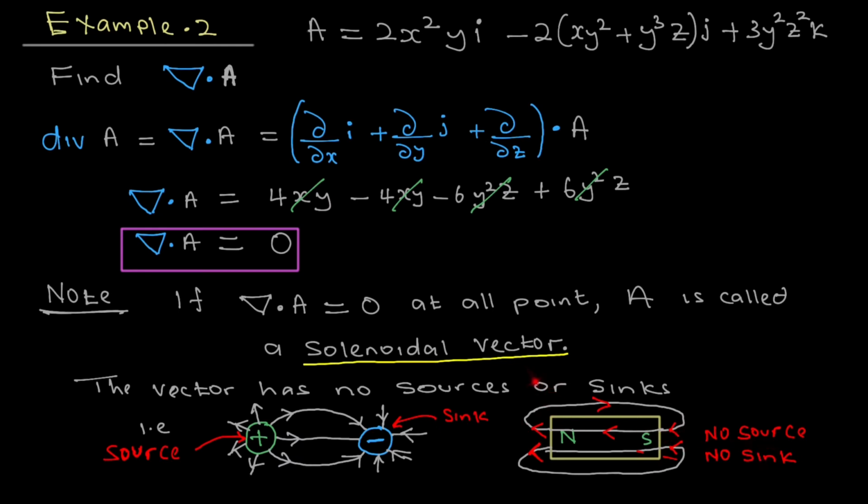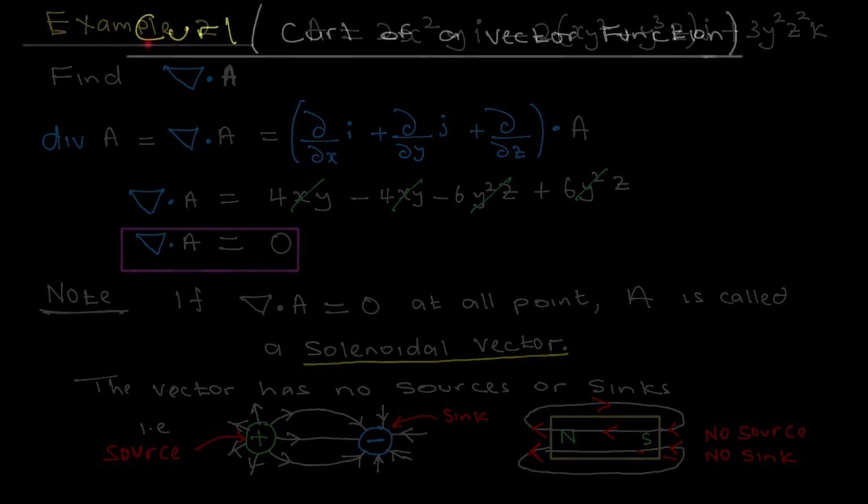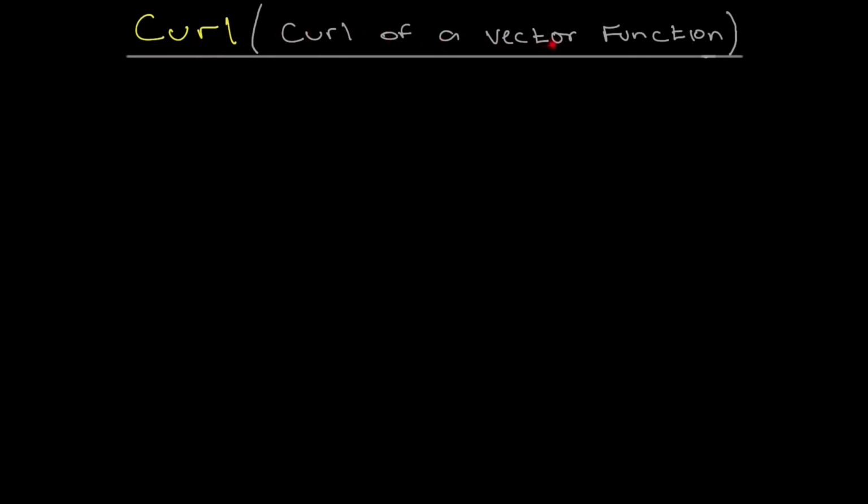So this is what we call a solenoidal vector. This vector field here has no source or sink, no lone source and no lone sink. This is a lone source and that's a lone sink. So for an electric field, this value will not be 0, but for a magnetic field, that value is 0, always.